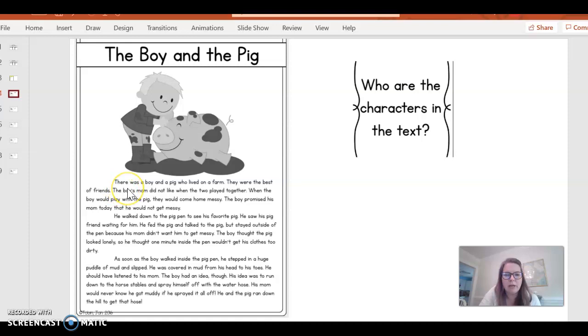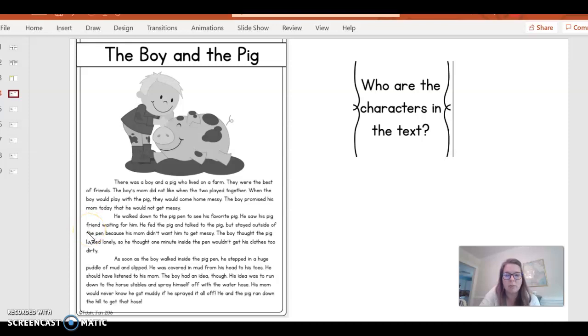There was a boy and a pig who lived on a farm. They were the best of friends. The boy's mom did not like when they played together. When the boy would play with the pig, they would come home messy. The boy promised his mom today that he would not get messy. They walked down to the pig pen to see his favorite pig. He saw his pig friend waiting for him.